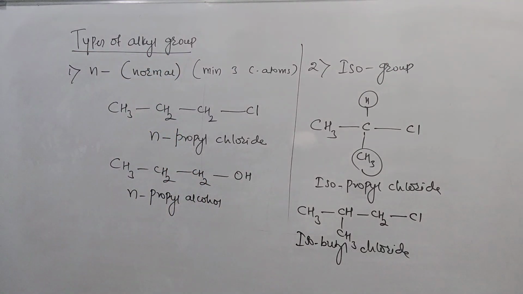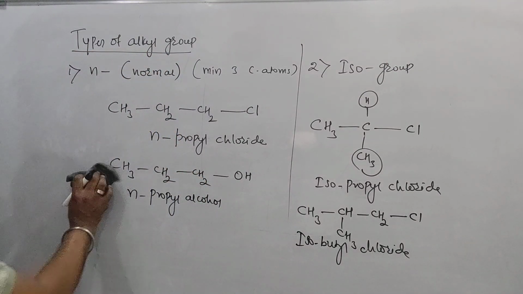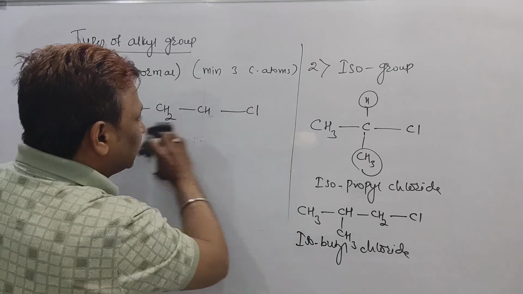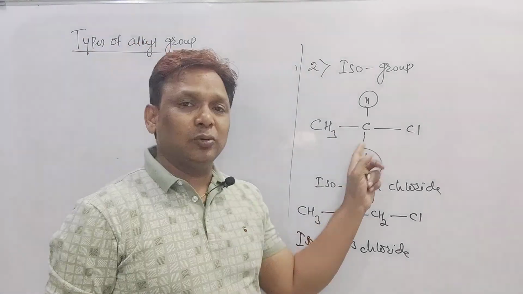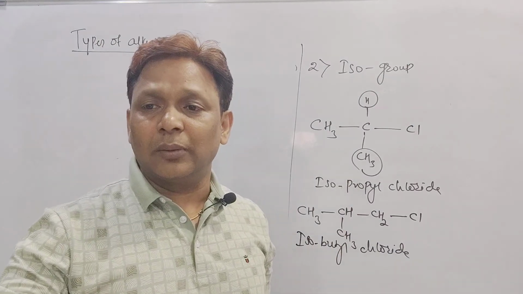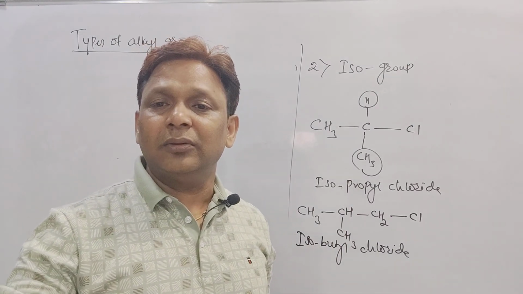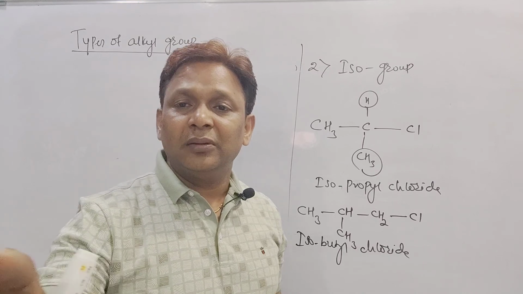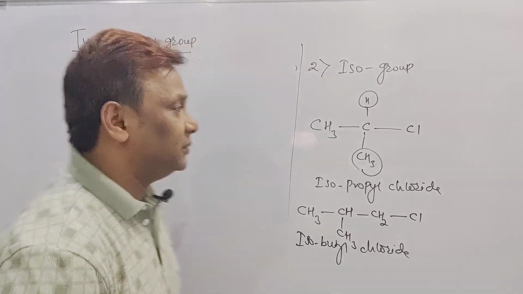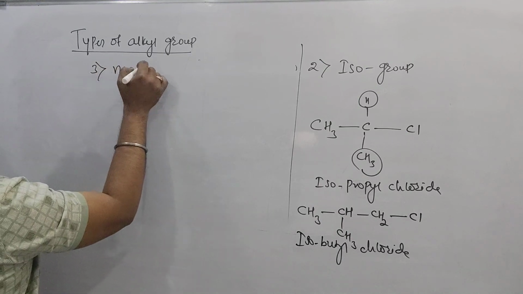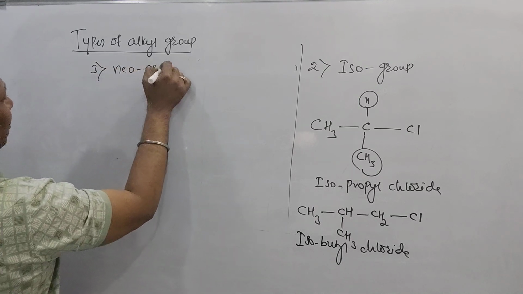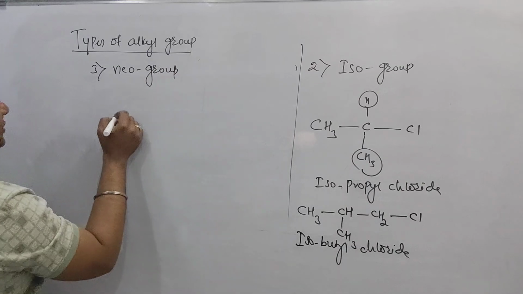And the third example we learned yesterday is neo. For iso, a minimum of 3 carbon atoms must be there, 1, 2 and 3. And now we'll talk about neo. In neo, a minimum of 5 carbon atoms must be there. The third type of the alkyl group which we learned yesterday is the neo group. For neo group a minimum of 5 carbon atoms must be there.